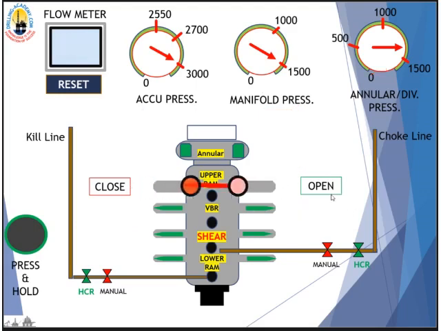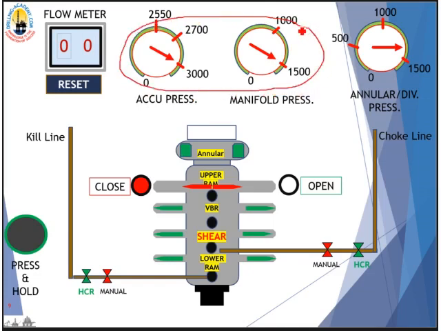All right, the same thing happens when we press open. We expect to see the close light bulb to be off and the green light bulb to be blinking and then lit up. RAM BOP open. These two pressure gauges here, manifold and accumulator, drop and come back up, and the flow meter runs. Okay, let's do it. Nothing should happen to the annular diverter pressure gauge. See that? Exactly as what we just said. Right, this is what we expect to see. In reality, it should be this way.